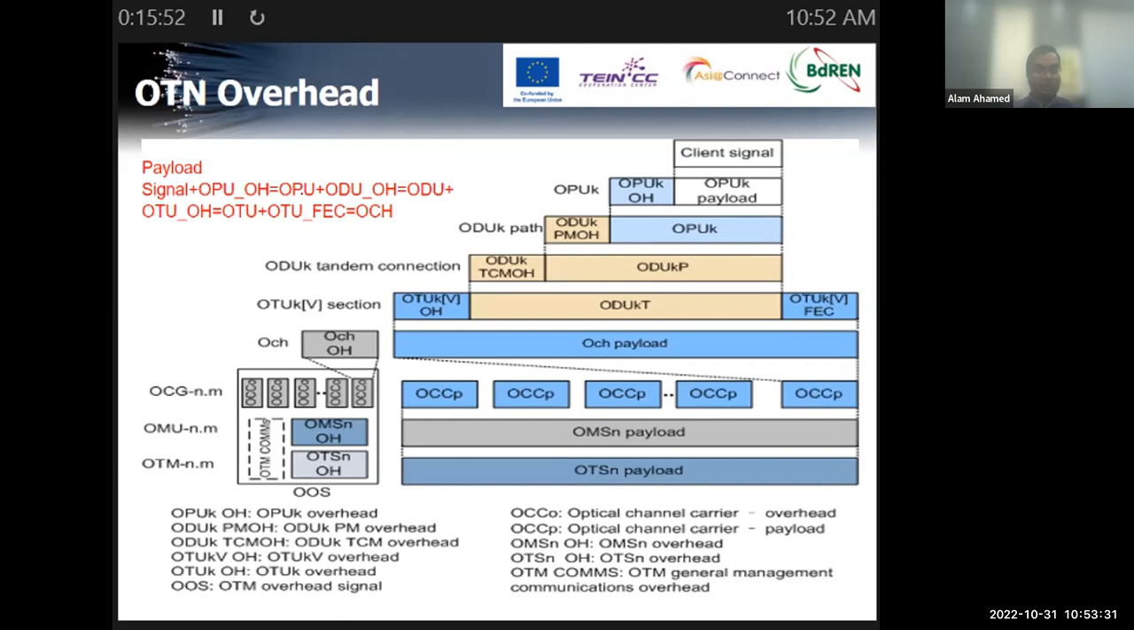If we add the payload unit plus the optical data unit overhead, we can get the optical data unit. Then the optical data unit plus the optical tributary overhead gives us the optical tributary unit, and the optical tributary unit plus the FEC byte gives the OCS channel. This is the important and last step of this signal.